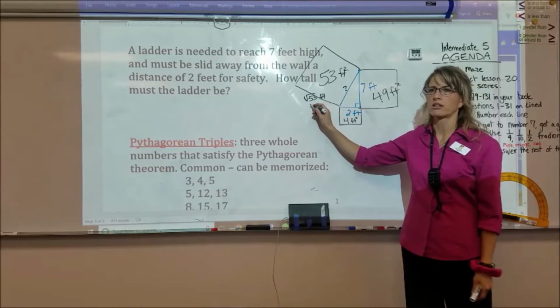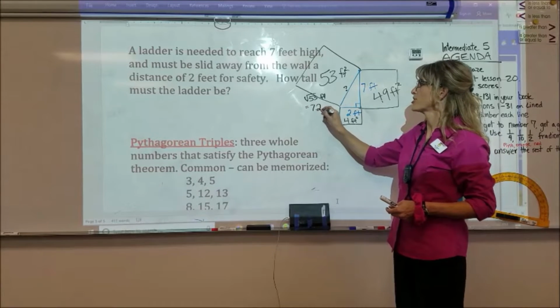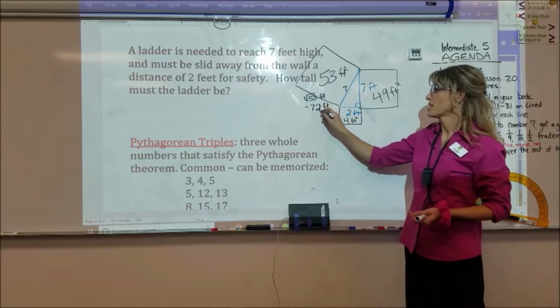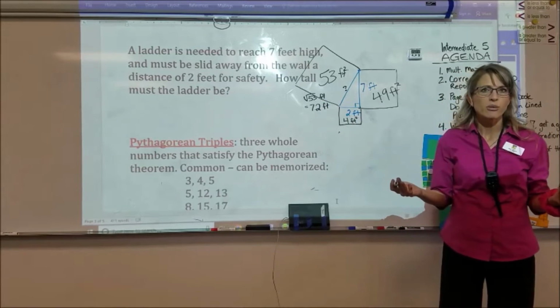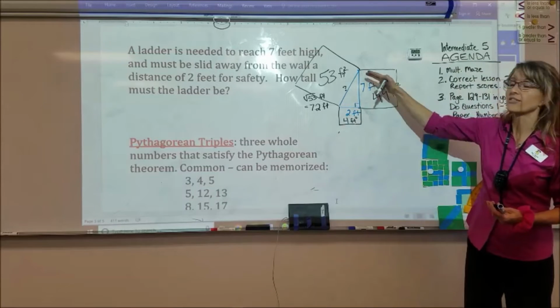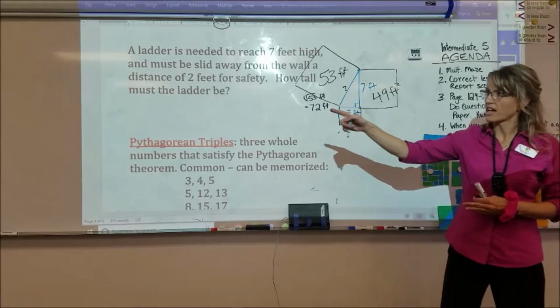Who's got a calculator? How long of a ladder do we need, Colin? 7.2. So you just typed in root 53, and it might round up to 3. So maybe we should buy an 8-foot ladder to make sure we're tall enough, but that's how tall you have to hit 7 feet.